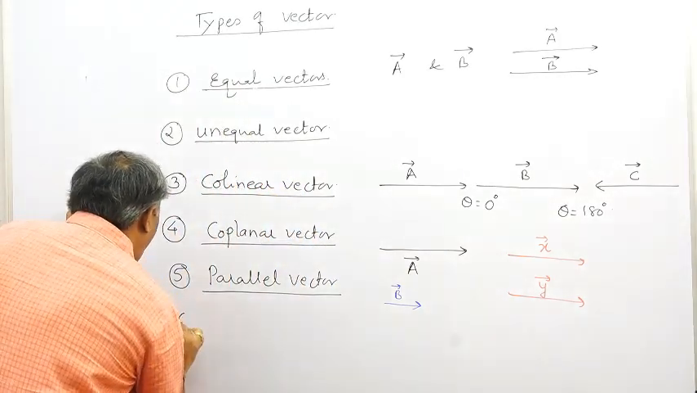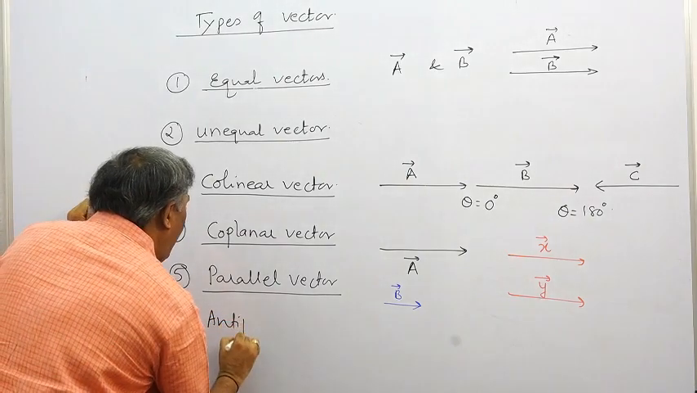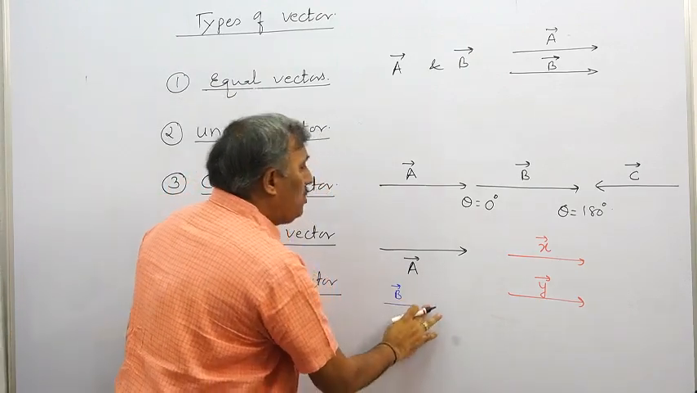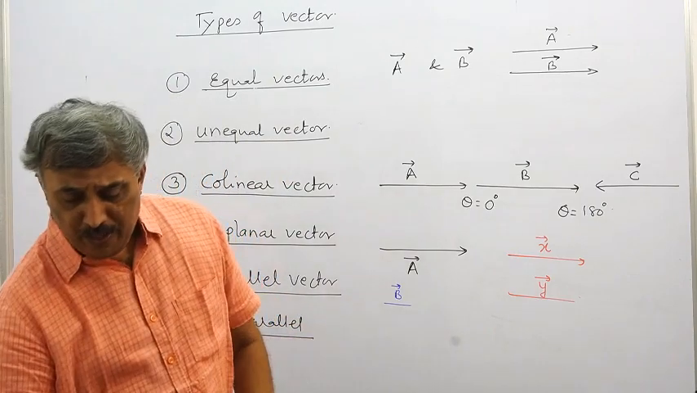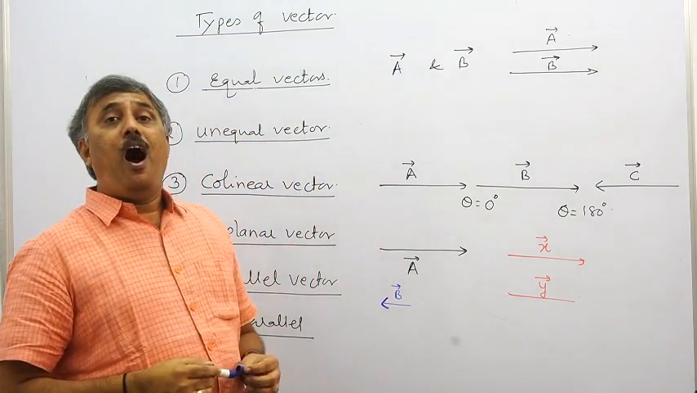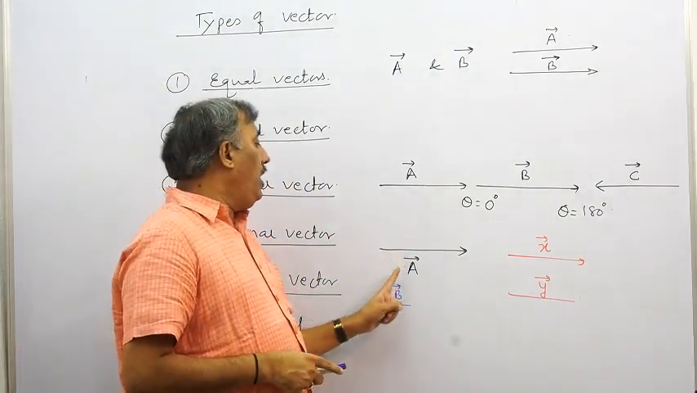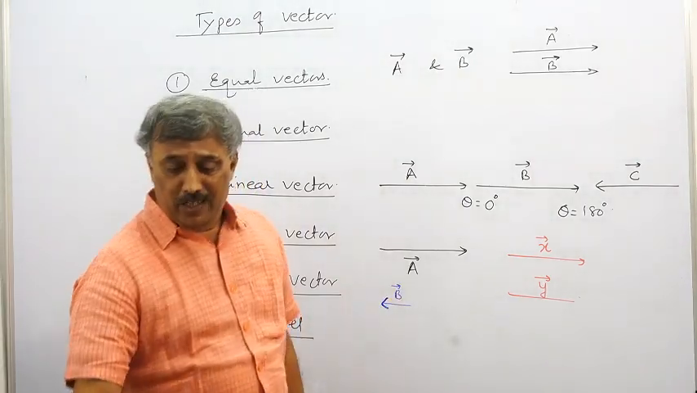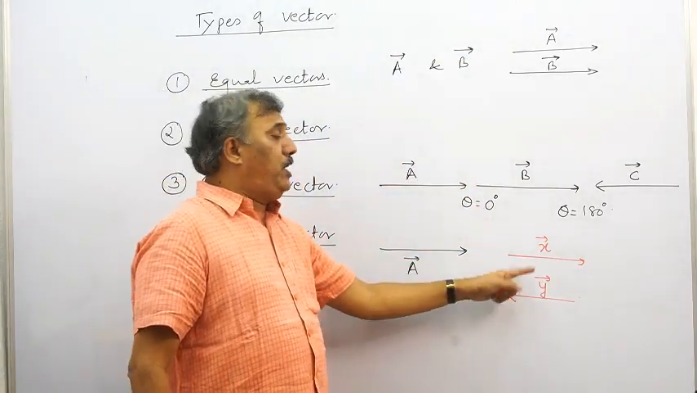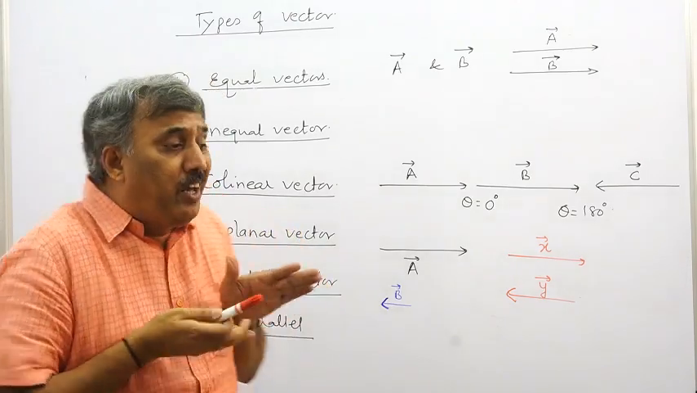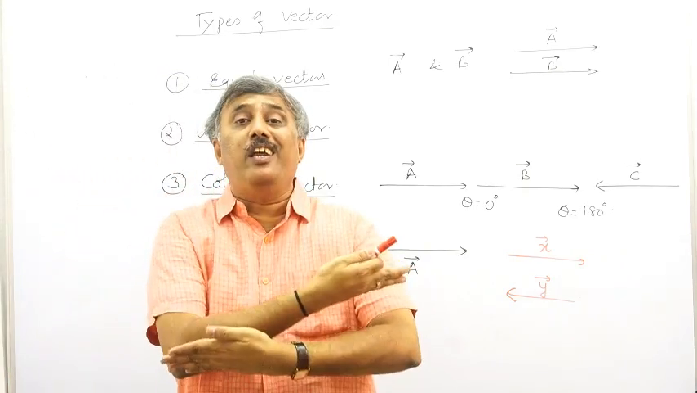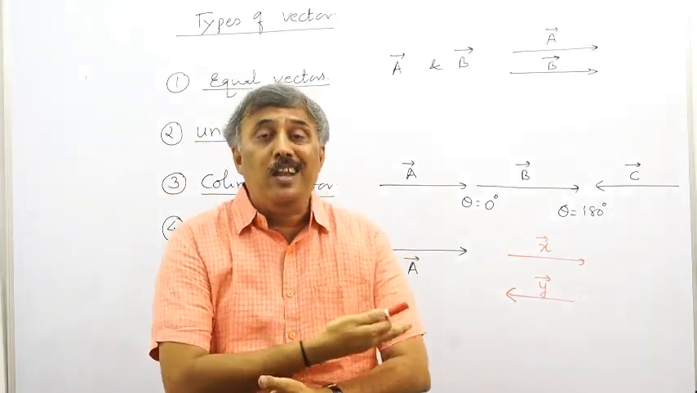Similarly, the sixth one is anti-parallel vector. Anti-parallel means two vectors that are exactly in opposite direction. That is, this vector B and vector A are anti-parallel. त्या दोघांमधला अँगल किती असला पाहिजे, 180 डिग्री असला पाहिजे. Similarly, x and y are also anti-parallel if the angle between them is 180 degrees. 0 डिग्री असेल तर parallel vector, magnitude same असो नसो, they are parallel vectors. But 180 डिग्री असेल तर ते दोन वेक्टर anti-parallel आहेत.